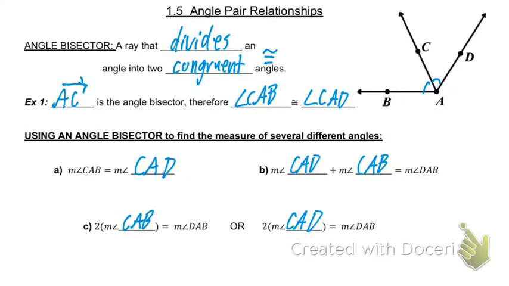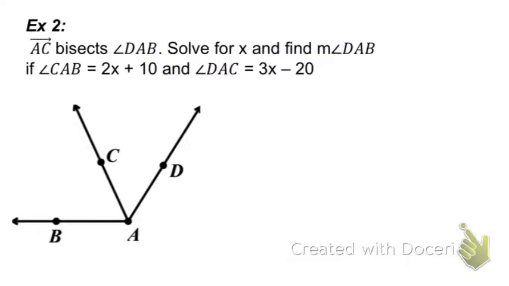Alrighty. So we're going to continue on to the next part here. Example 2. We have ray AC, and it bisects angle DAB. Solve for x and find the measure of angle DAB. If angle CAB has a measure of 2x plus 10, and angle DAC has a measure of 3x minus 20.